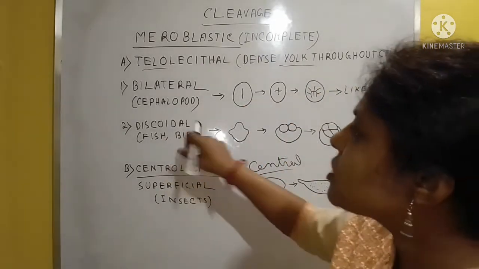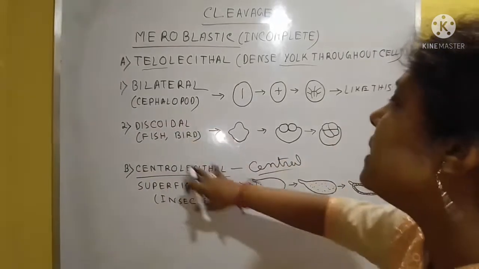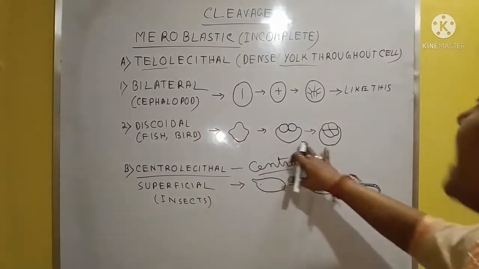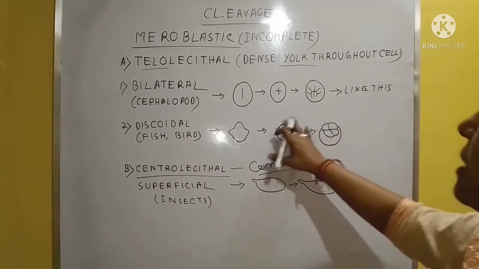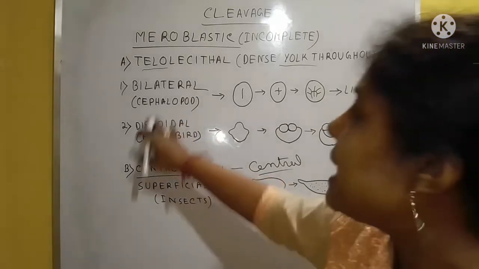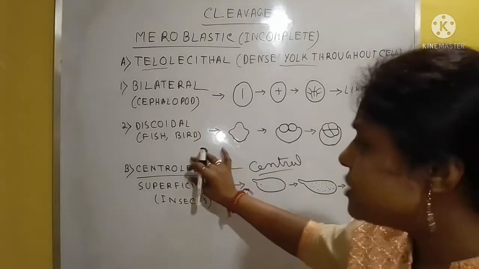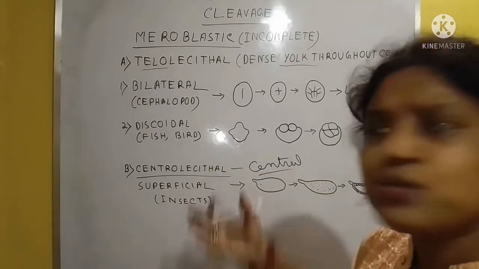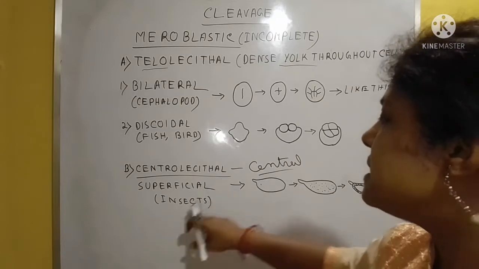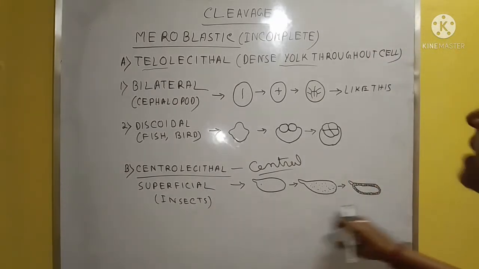And in case of discoidal, an example is cephalopod. In discoidal, the cleavage pattern is disc shaped. You can see that it is disc shaped, and examples are fish and bird. And the centrolecithal cleavage pattern is generally also superficial, and it is seen in insects. This type of pattern we can see here.